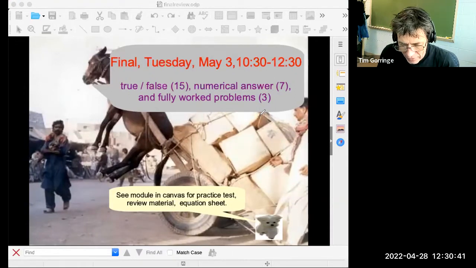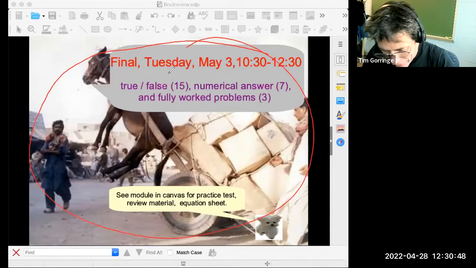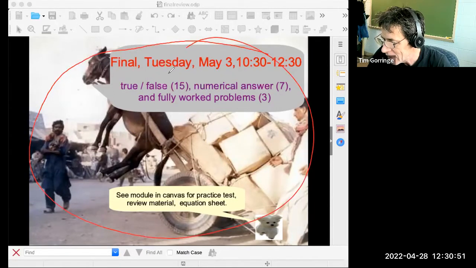Just a couple of announcements to begin with. One of them, of course, is the reminder of the exam. Here we are, Tuesday in our regular lecture room, 10:30 to 12:30. It's the same format as the two tests. It has the true false: there'll be 15 true false questions. It has the numerical answers: there's 7 numerical answer questions, and then there's 3 problems, fully worked out problems with partial credit.